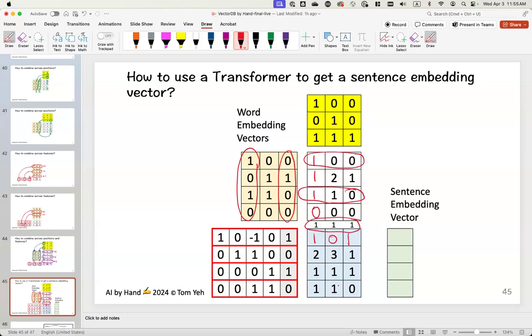You can compare that to the original, the orange ones. These are how the embedding was looked up from the table directly. We feed into a transformer, combining across position and combining across features. We derive exactly the same set of 3 vectors, but they have embedded a lot more information. At the end, you combine them into a sentence embedding vector again by doing the average.